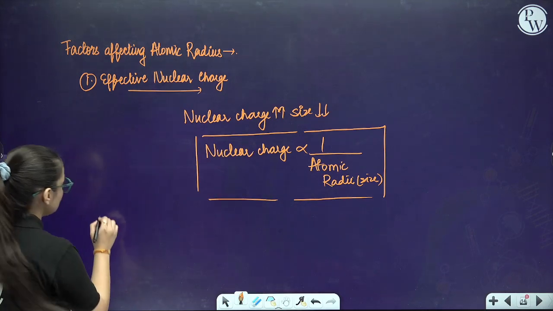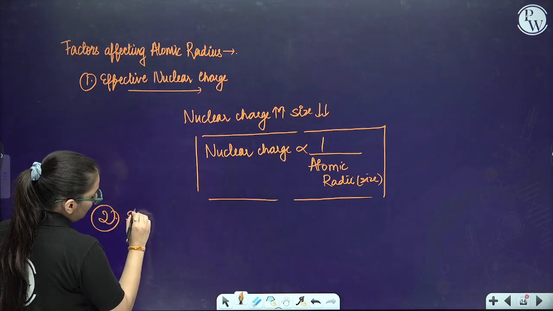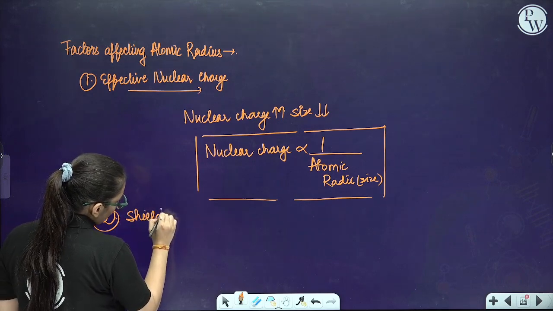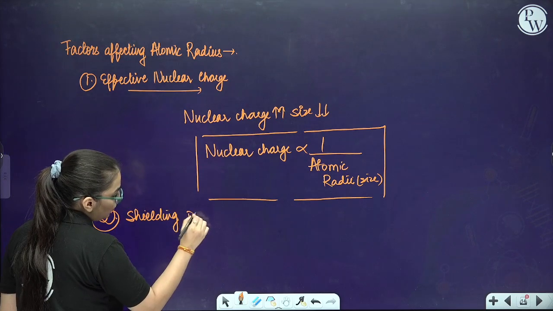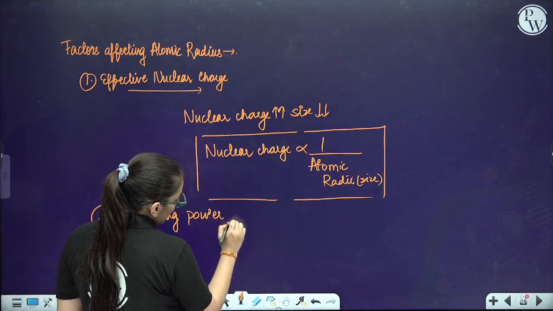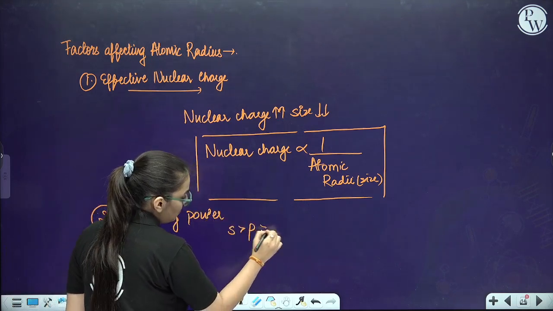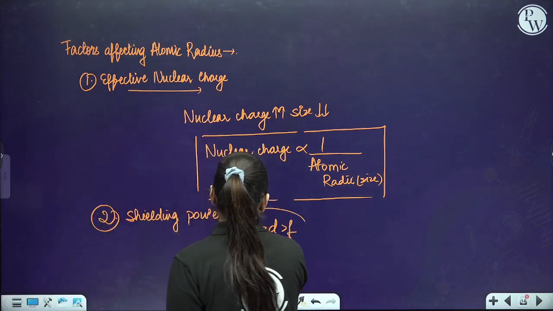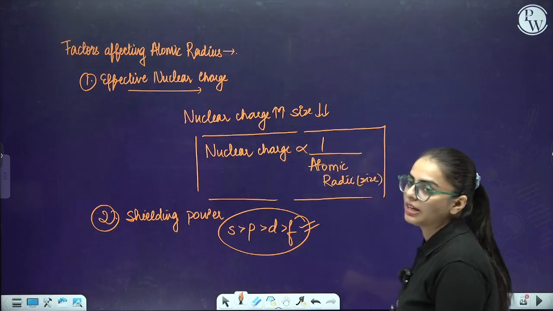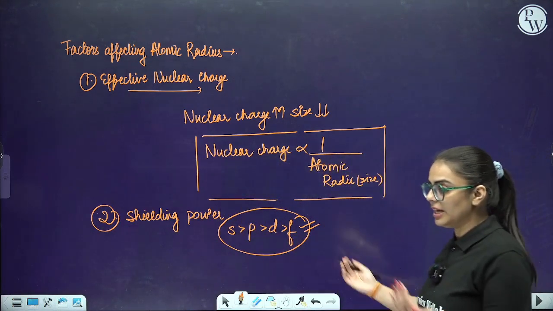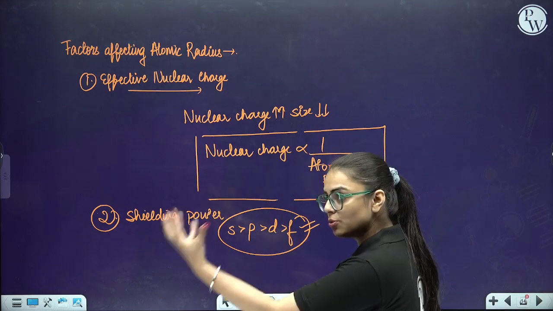Now see students, the second factor is shielding power. I want to tell you about shielding power. See students, s orbital has more shielding power than p, then d and then f. This is also going to help you in the upcoming variation portion. What is shielding power? The inner electrons are creating a shield so that the outermost cannot come inside.